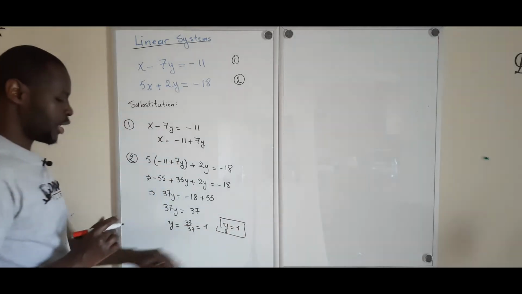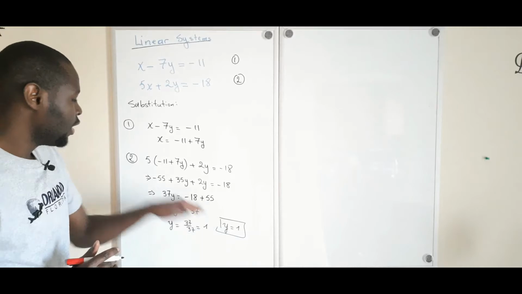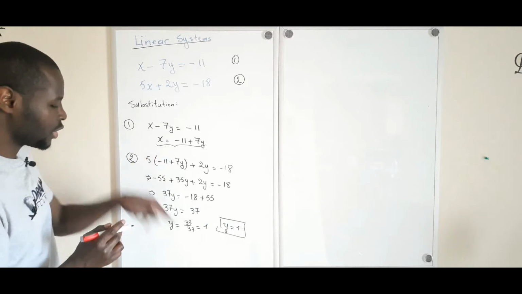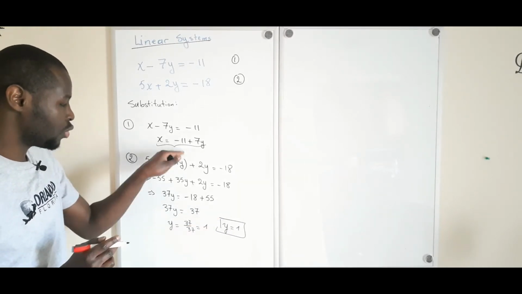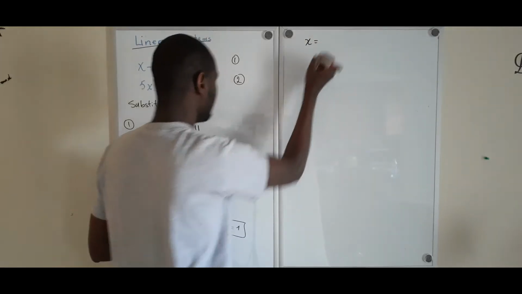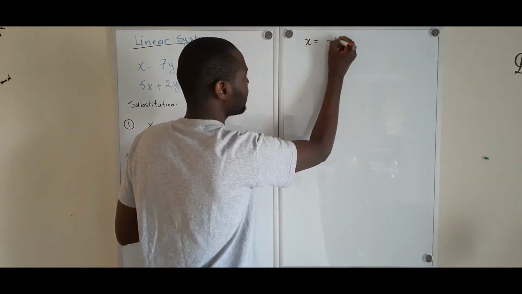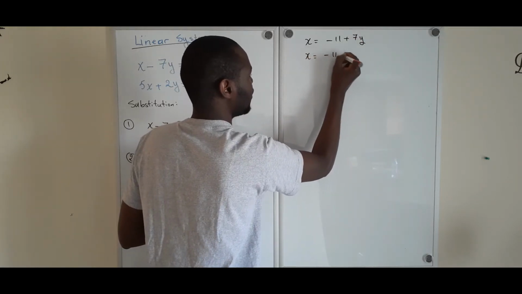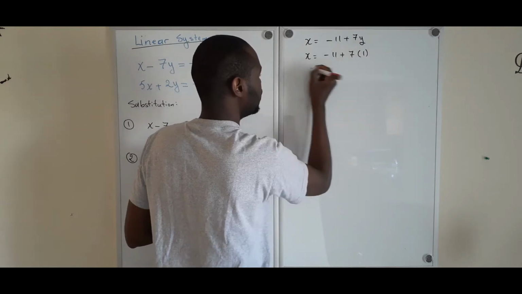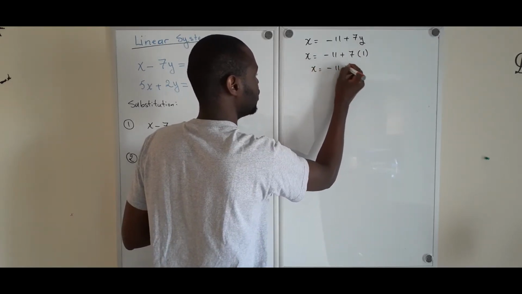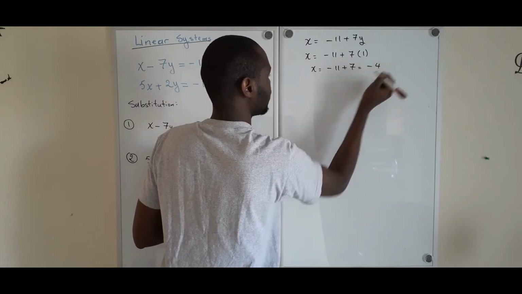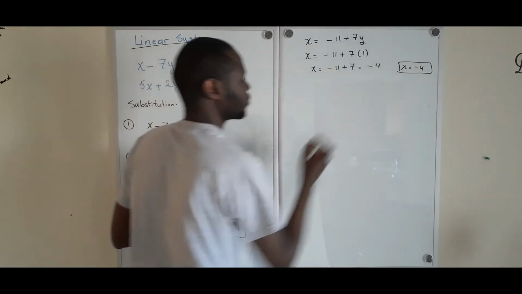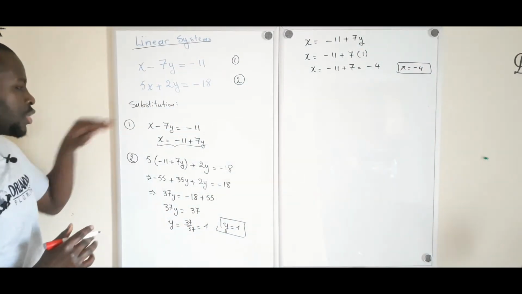Okay? We are not done yet. We just found the value of y. Now we know y, and we created here this new equation that is x in terms of y. We can just go ahead and put the value of y into x. So we said x equals negative 11 plus 7y. So x equals negative 11 plus 7, y is 1. So x equals negative 11 plus 7, which is negative 4. So x equals negative 4. I hope this makes sense. This was the substitution method.